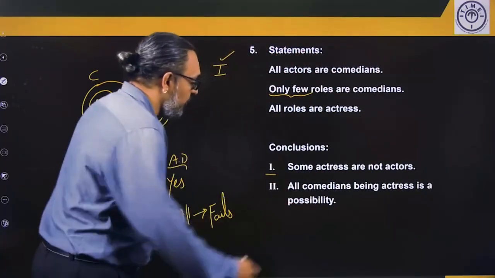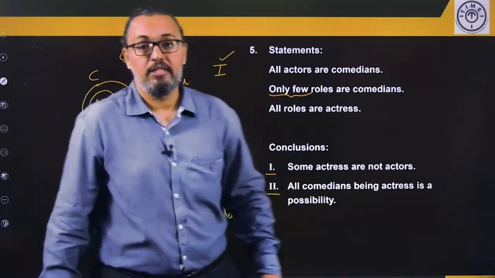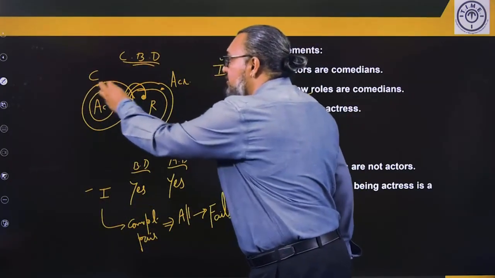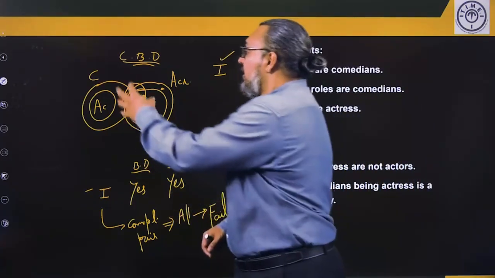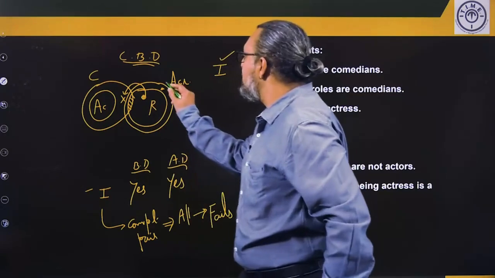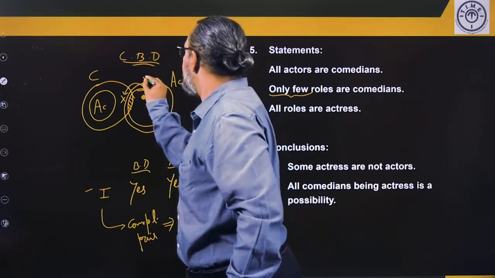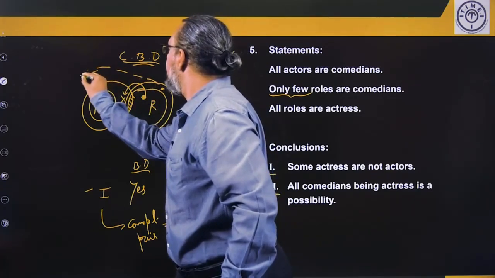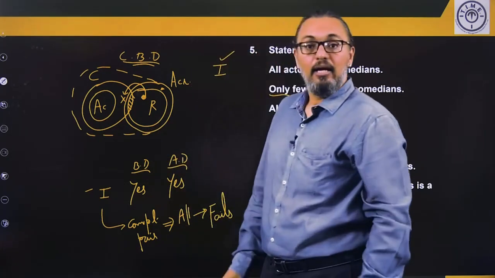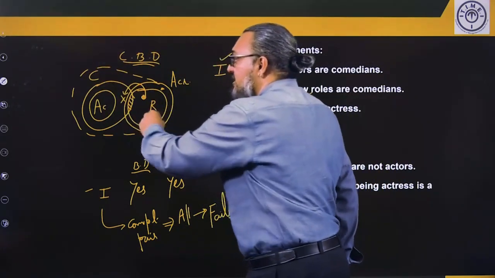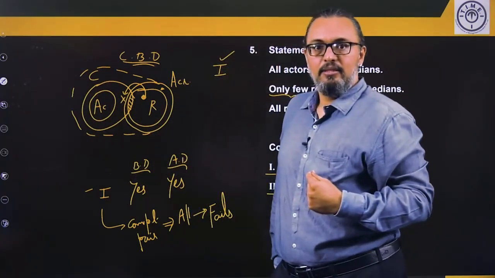Now let's look at the second one that says all comedians being actress is a possibility. Okay. All the comedians being inside actresses. Now check here. If I take the complete C inside, it means that I am just trying to extend the actress circle like this. Do you understand? I am picking all the comedians inside actors, means the boundary of the actors, I am just pulling it like that. Do you get it?